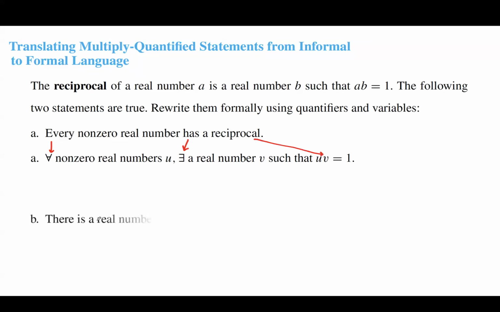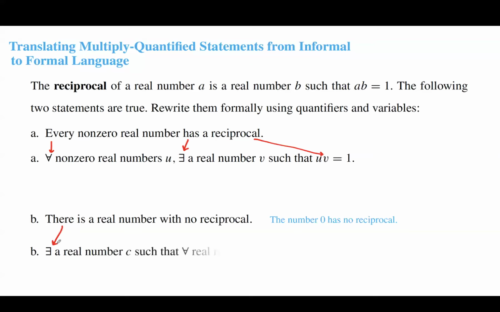The next statement is there is a real number with no reciprocal, which is 0. So you have an existential quantifier: there exists a number like C with no reciprocal. It means that it doesn't matter what number you select, it doesn't satisfy the reciprocal formula.